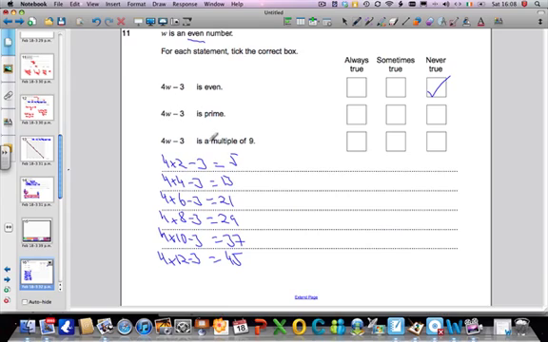4W minus 3 is prime. Let's have a look. That's prime, so that's good. That's prime. 21 is not prime. 29 is. 37 is. 45 is not. So it's sometimes true. 4W minus 3, is it a multiple of 9? No, no, no, no, no. Yes, that is a multiple of 9, so that means it's sometimes true.